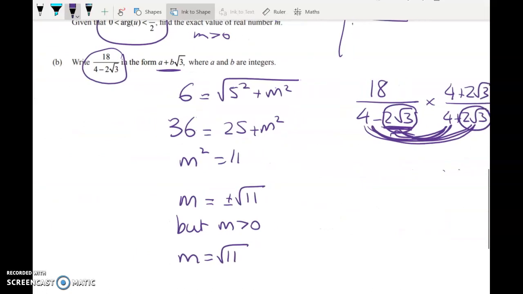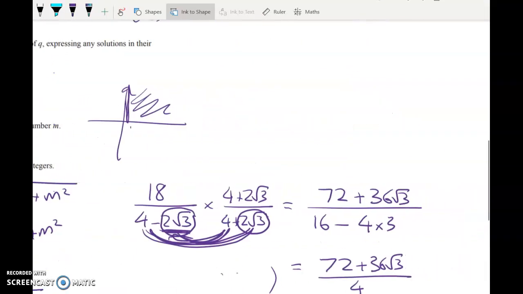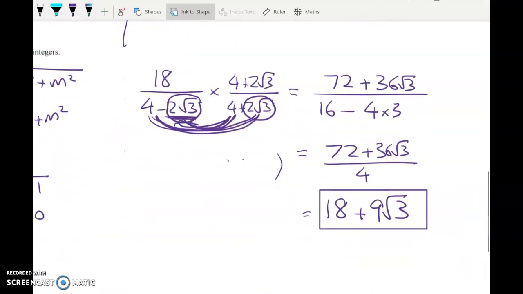There you go. I think that's all the achieved questions in the paper. So that's the end of the complex numbers paper for 2021. The ones for earlier years are videoed and on the external exams playlist.